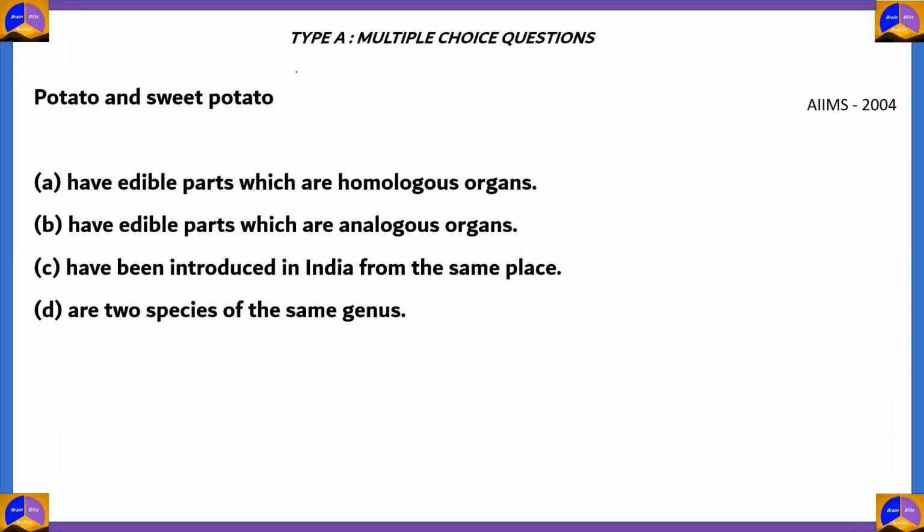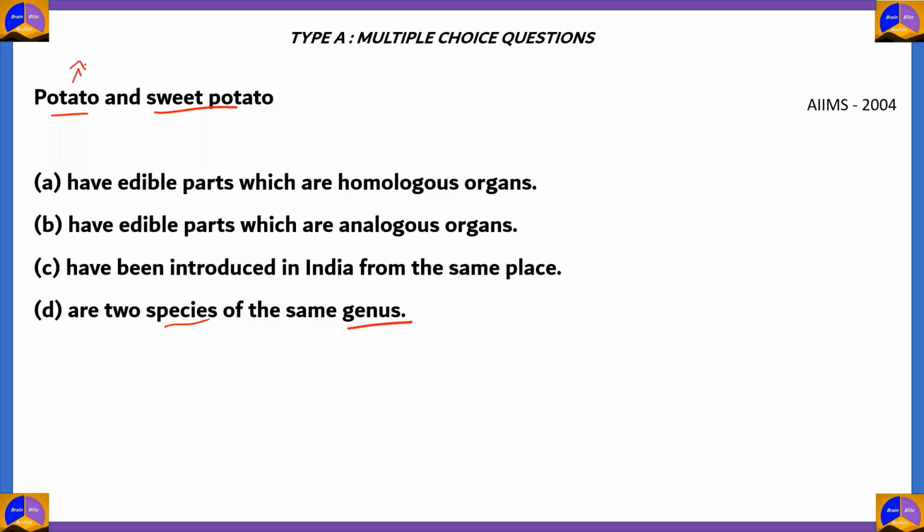Next question. Potato and sweet potato, and we need to find the statement which is correct. Option A, have edible parts which are homologous organs. Option B, have edible parts which are analogous organs. Option C, have been introduced in India from the same place. And option D, are two species of the same genus. Let's look at each of our options. And we'll describe about potato and sweet potato at the same time. Option D, are two species of the same genus.